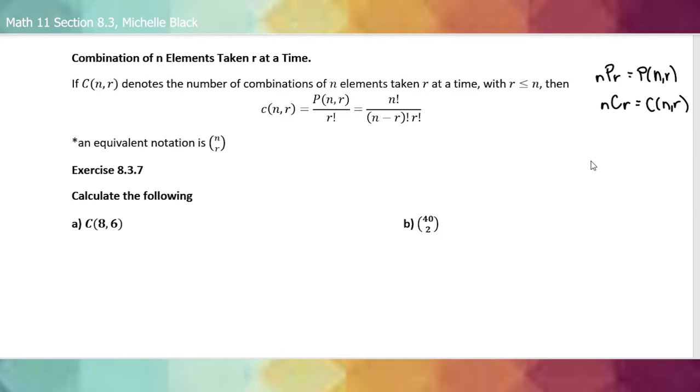If C(n, r) denotes the number of combinations of n elements taken r at a time, again with r less than or equal to n, then C(n, r), this should be a capital, is equal to P(n, r) divided by r factorial, or different notation here, which I think looks a little nicer, is n factorial divided by (n minus r) factorial times r factorial. And notice this is actually the exact same thing. This part here is just this guy, and then we have that r factorial left in the denominator.